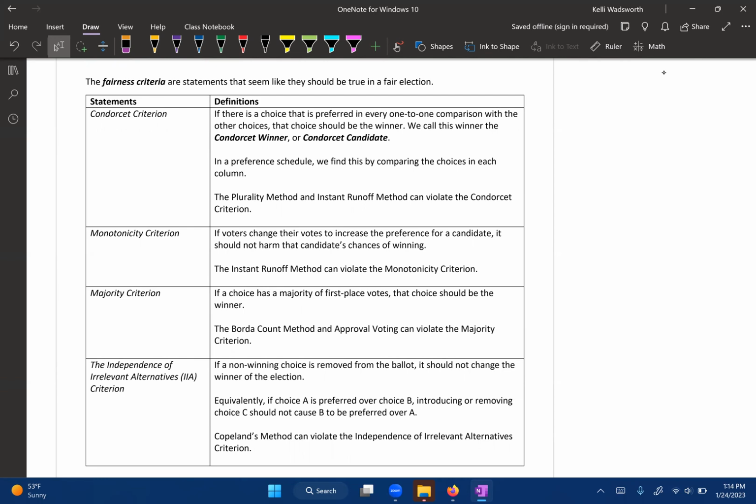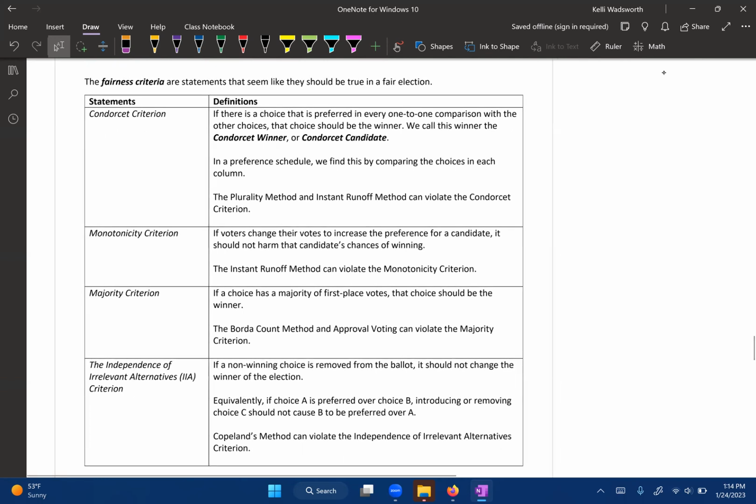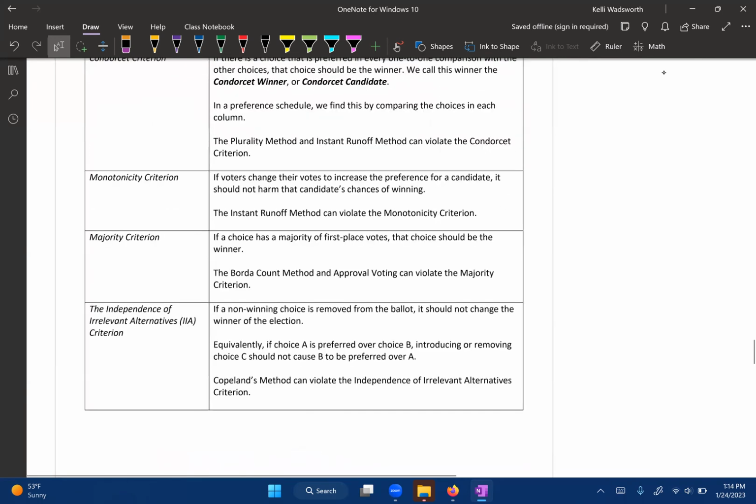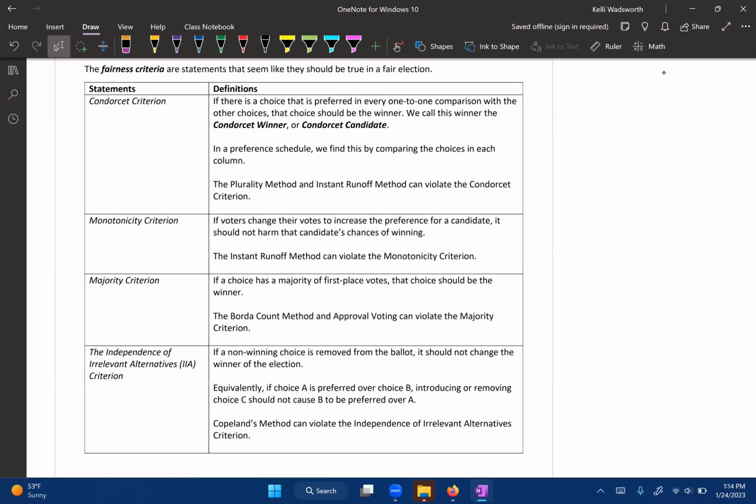So if you've read the book already, you know there are 4 of them. That's right? Yeah. There are 4 of them. So there's the Condorcet criterion, interesting word, Condorcet, monotonicity, majority, and the independence of irrelevant alternatives, or IIA. I'm actually going to start with the majority criterion, just because it seems like the most basic to me, right? And the majority criterion is basically saying if some candidate choice, right, option has a majority of first place votes, then that candidate should be the winner.